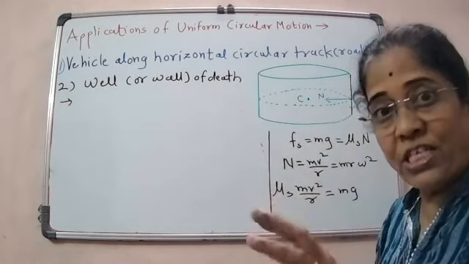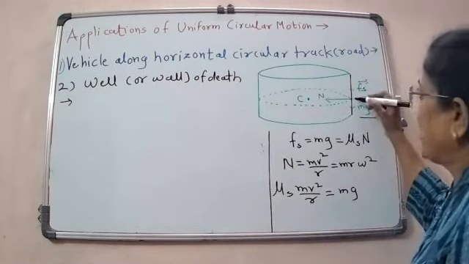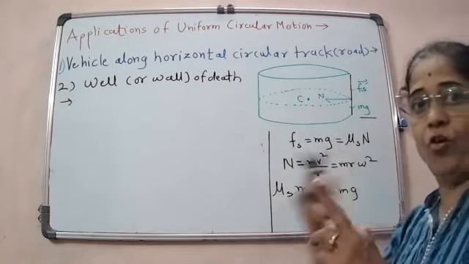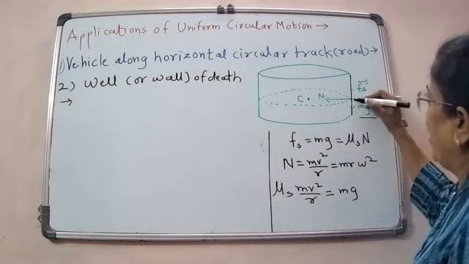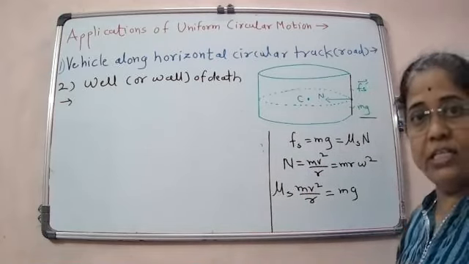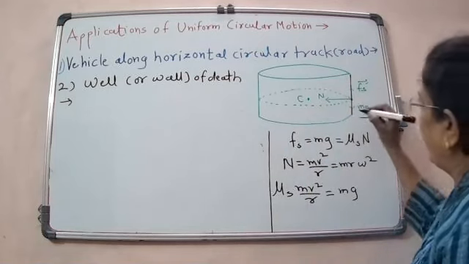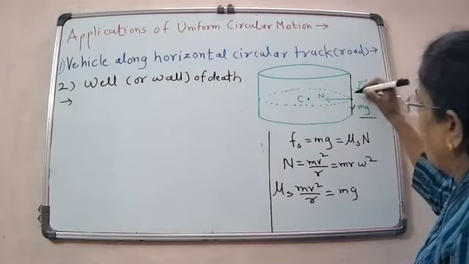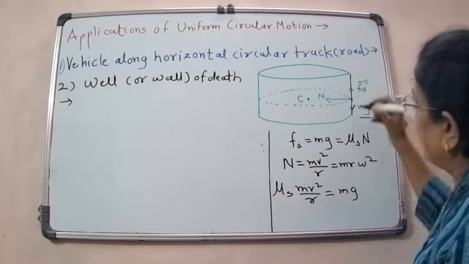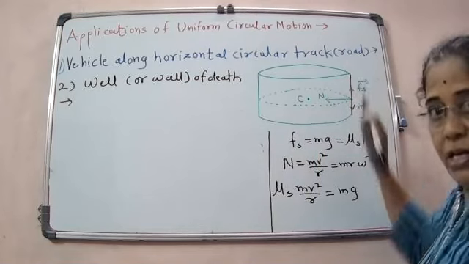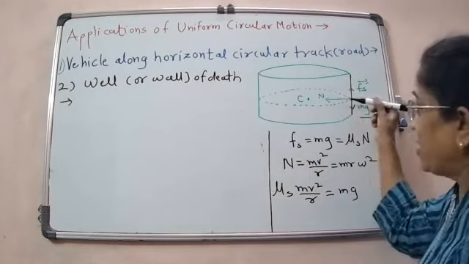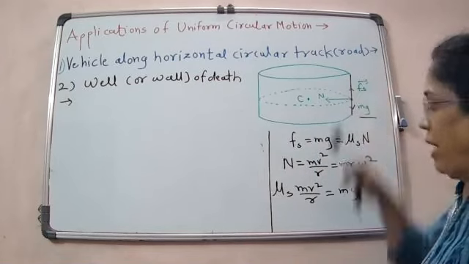So the forces acting on the motorcyclist, who is moving along horizontal circles, and this is the position of the motorcyclist. What are the forces? One is mg acting vertically downward. Then the force of friction Fs, which is acting upward, and the normal reaction, which is perpendicular to the wall.